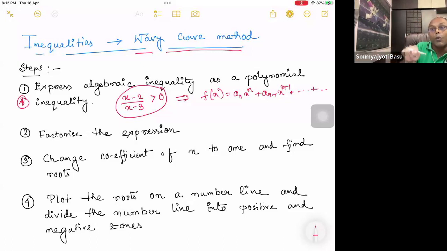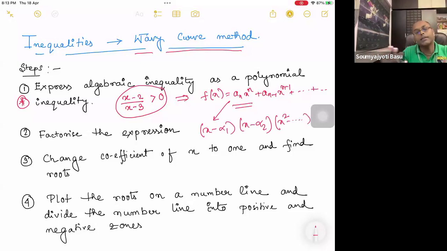The second step: once you have got the polynomial inequality, the polynomial function can be factorized. So the next step is to factorize this polynomial function into this form. You might not always get x minus alpha 1, x minus alpha 2. You may also get x square minus something, whatever it is. Factorize it. That's the second step.